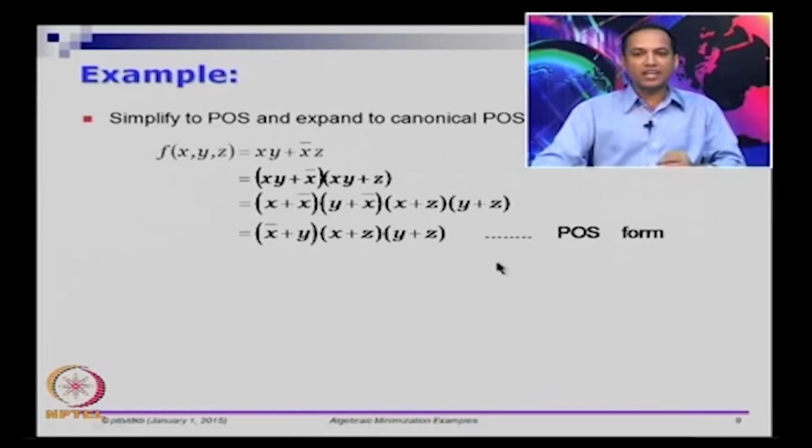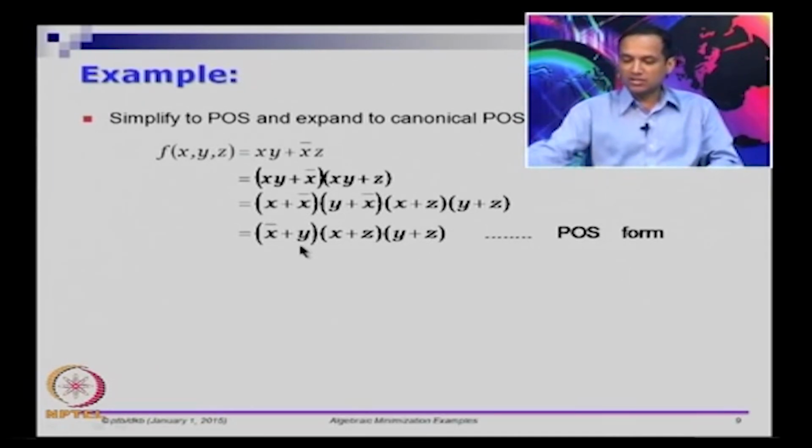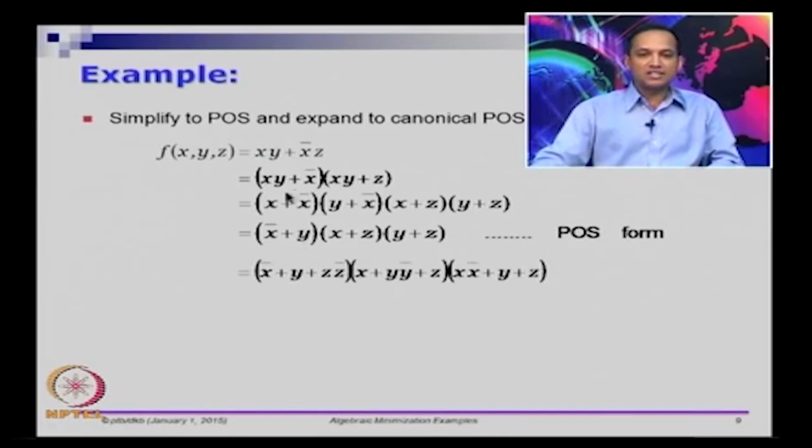The question is, is this the canonical POS form? So, the quick answer is it is not, because again if you look at these terms here, we have 3 sum terms, this term does not have a z, this term does not have a y, and this term does not have an x. So, we need to introduce those terms in each one of those, and the way we do that is just like what we did in the first step. So, we did this earlier.